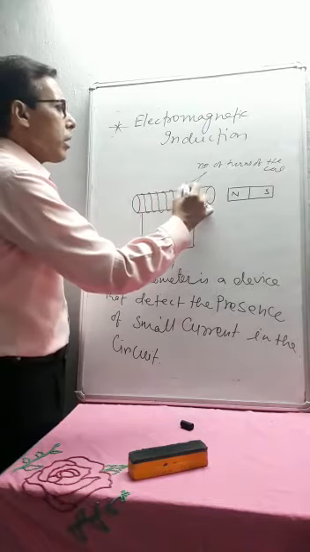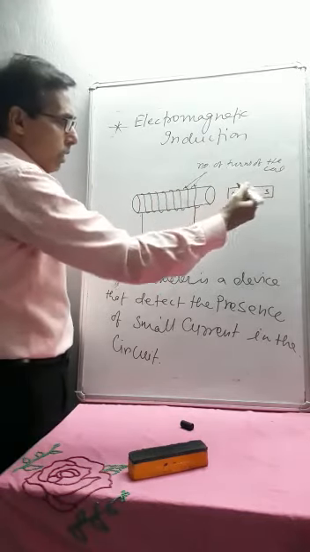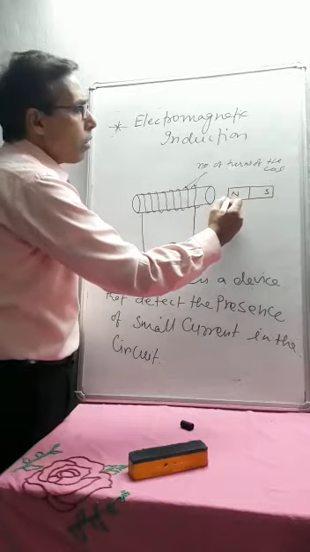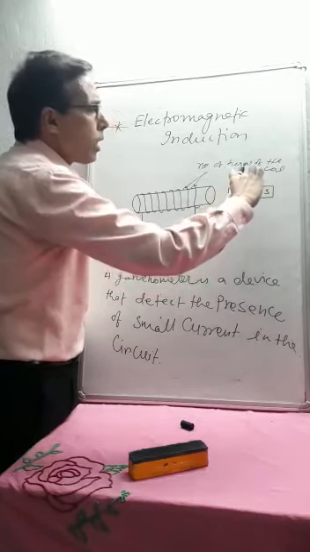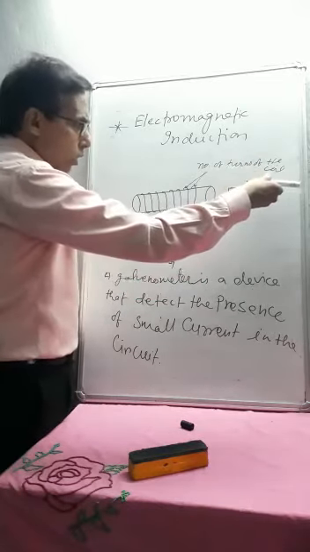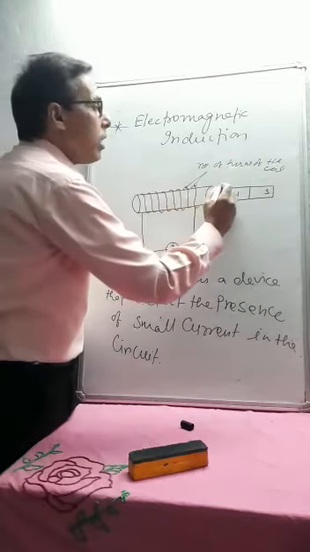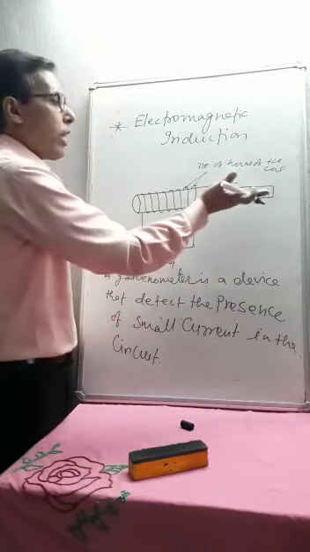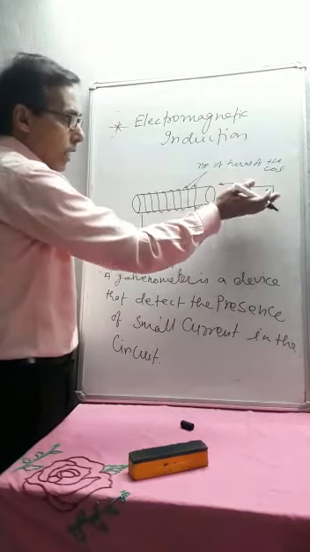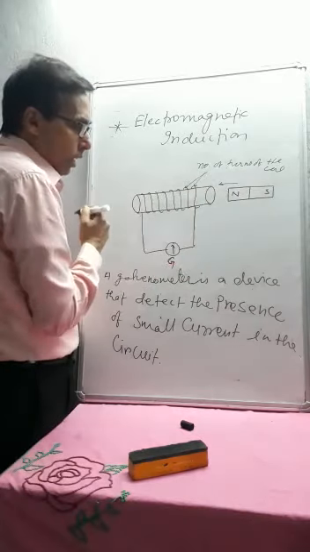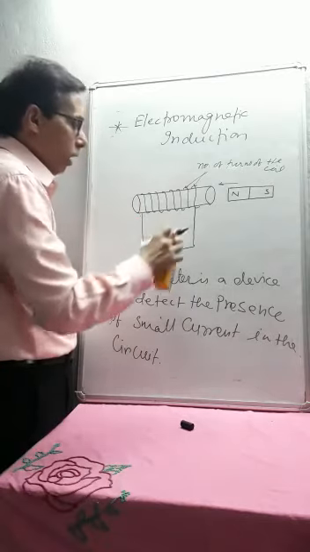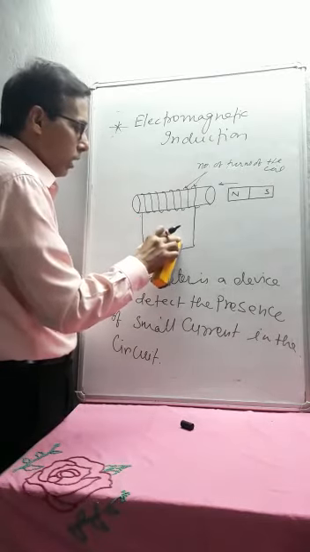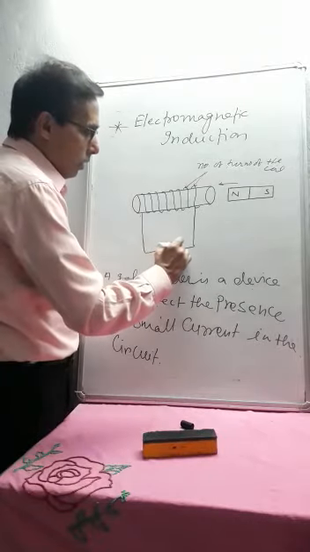Now, if the north pole of the bar magnet is moved towards the coil, then we will observe that a momentary current flows in the coil, due to which the galvanometer needle will be deflected towards the right side.